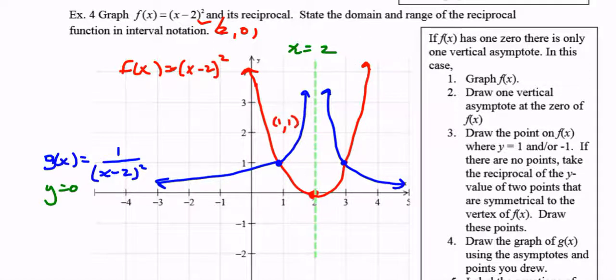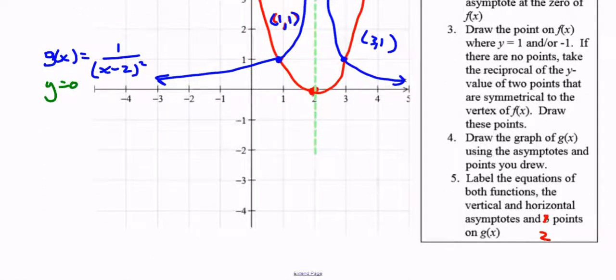I'm going to do that in blue, sorry. 1 and 1, and at 3 and 1, we've got 2 points. I've labeled my equations. I'm good. Got my asymptotes labeled. Perfect. Okay, I do believe that that's the end of the lesson, yes.